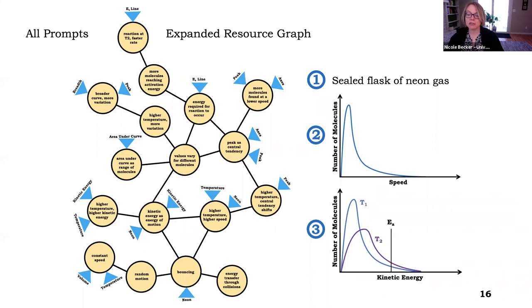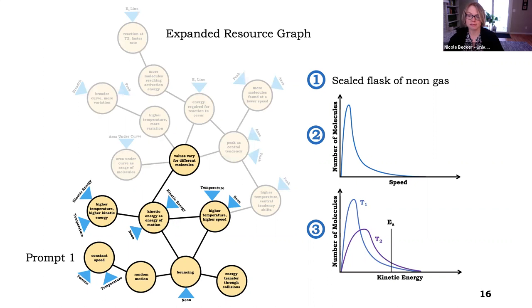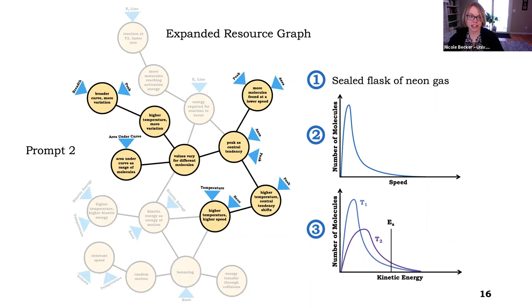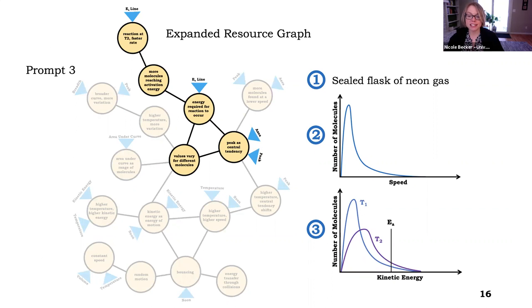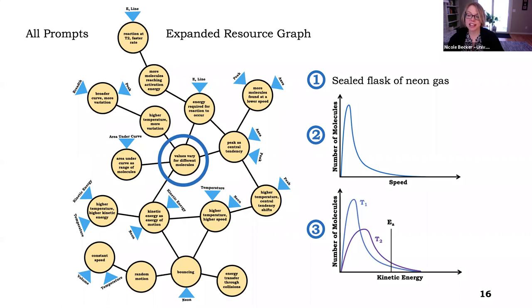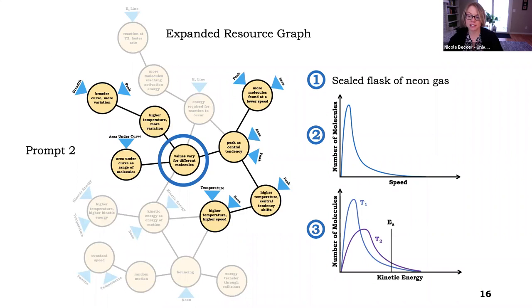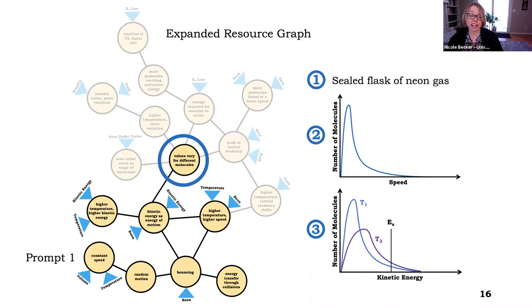So as I mentioned, the expanded resource graphs can be described as composite resource graphs, given that we constructed them by comparing the ideas discussed by our participants across the three interview prompts. So to illustrate what the construction of these graphs looked like, here's Beth's reasoning for prompt one, prompt two, and prompt three. You can see that some knowledge elements and readouts are activated consistently across prompts, most notably across all three prompts for her. Beth activates the idea that values, for instance, of kinetic energy vary for different particles. She uses this idea when talking about both of the distribution graphs and the sample of neon gas in a flask.